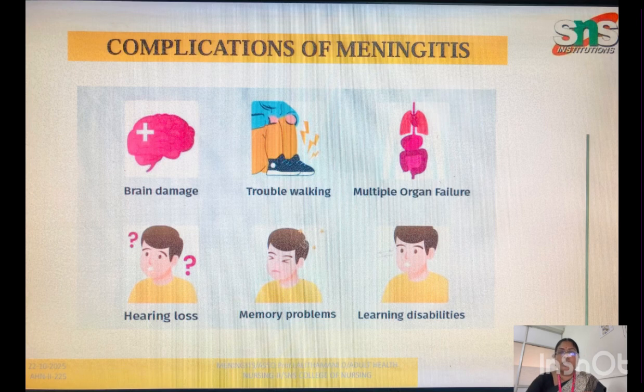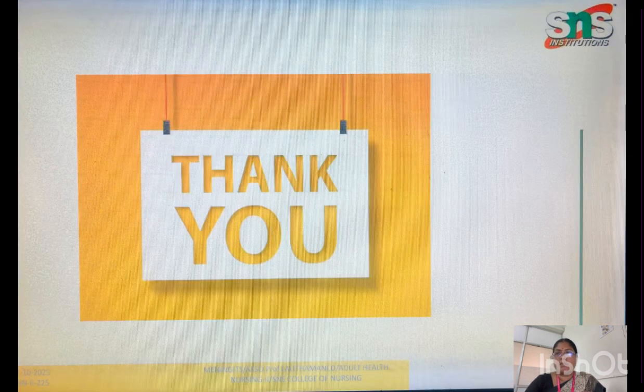Then, coming on to the nursing assessment, as we have seen already, it involves monitoring the vital signs and neurological status. So until now we have seen meningitis, its investigations, and management, including pharmacological, nursing, and surgical.